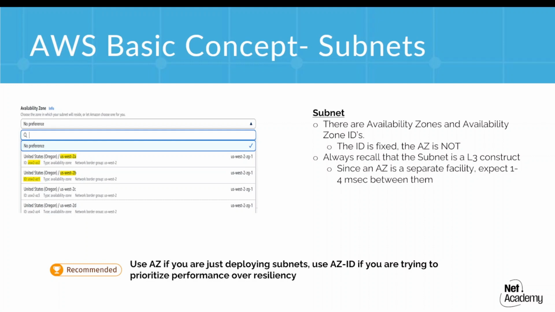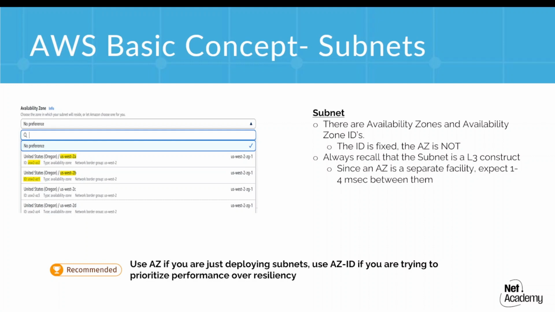The next thing I want you to be aware of is when you're creating these subnet objects, there's two pieces of information you want to be aware of. One is there are availability zones and there are availability zone identifiers, or IDs. The identifier is a fixed entity. AZ1 is AZ1 is AZ1, every account. AZ2 is AZ2 is AZ2, every account. The availability zone name could vary.